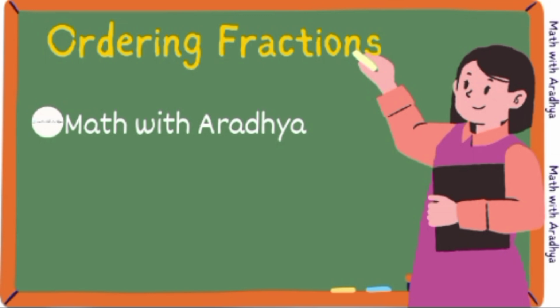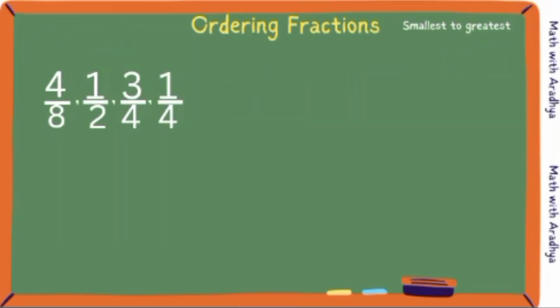Today we are going to learn how to order fractions from smallest to largest and from largest to smallest by finding a common denominator. This makes comparing fractions super easy. So let's get started. When we want to order fractions, one effective method is to find the common denominator using the least common multiple, LCM. This allows us to compare fractions directly by looking at their numerators.